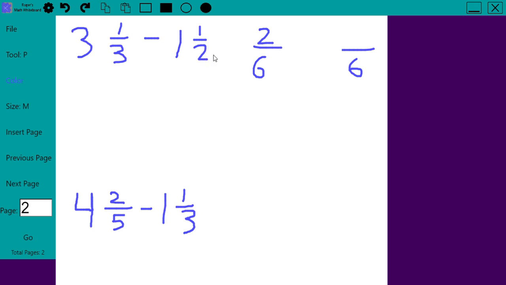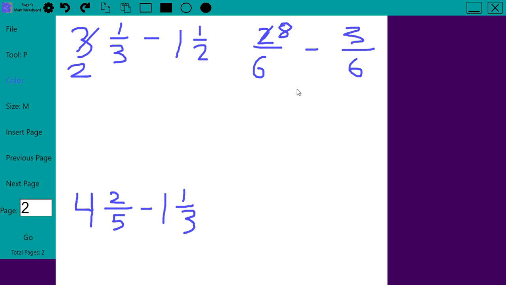I multiplied 2 by 3 to get to 6, so I'm going to multiply this 1 here by 3. That gives me 3. Then I subtract. But again, the numerator here is smaller than the numerator here, so I'm going to need to borrow. From the whole number here, I'm going to take 1 away from it. Then I'm going to add 1 to this fraction, which is going to be 8 over 6 now. So now I can subtract.